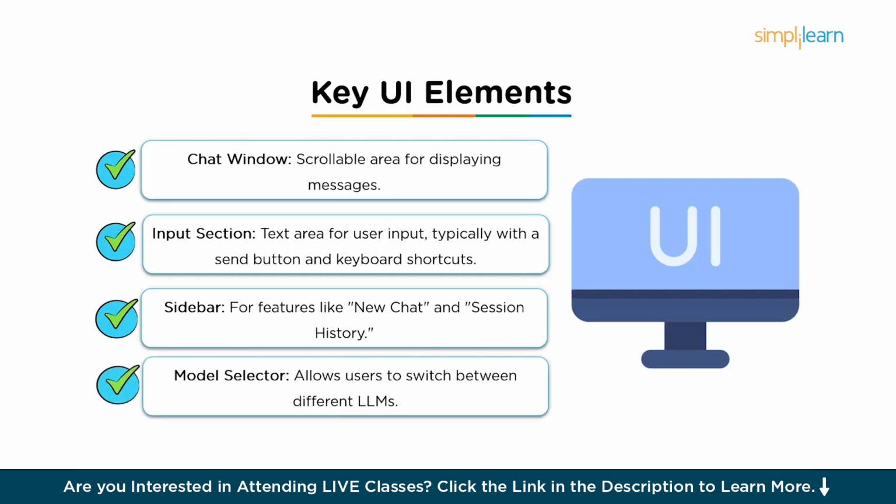Next, we have the model selector. Given our discussion on multi-LLM chatbots, a powerful and increasingly common UI element is the model selector. This feature allows users to switch between different LLMs that our chatbot might be leveraging. For example, the user could choose to interact with a creative LLM for brainstorming or a precise factual LLM for data retrieval directly from the interface. This gives users more control and access to the specialized capabilities of your multi-LLM setup.